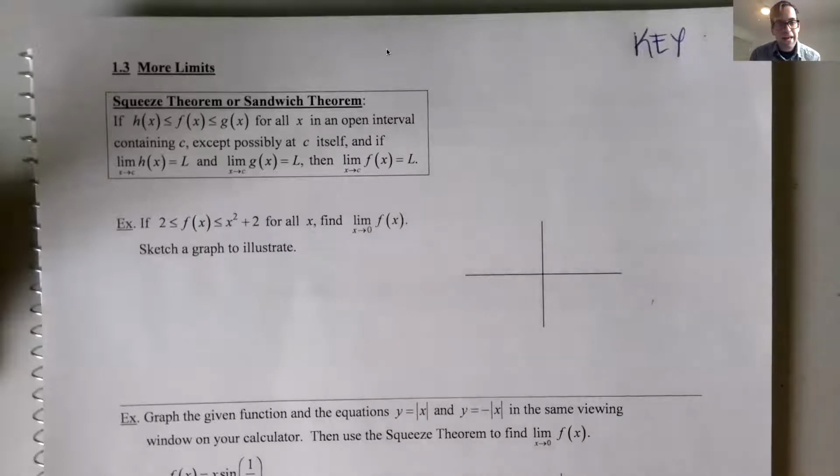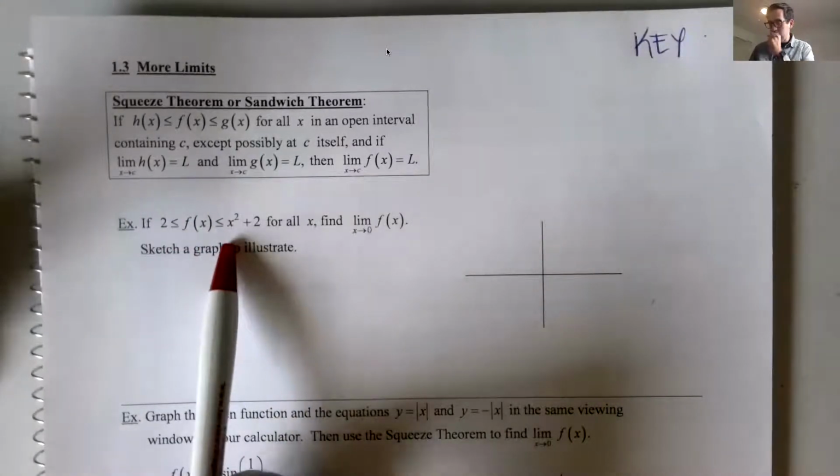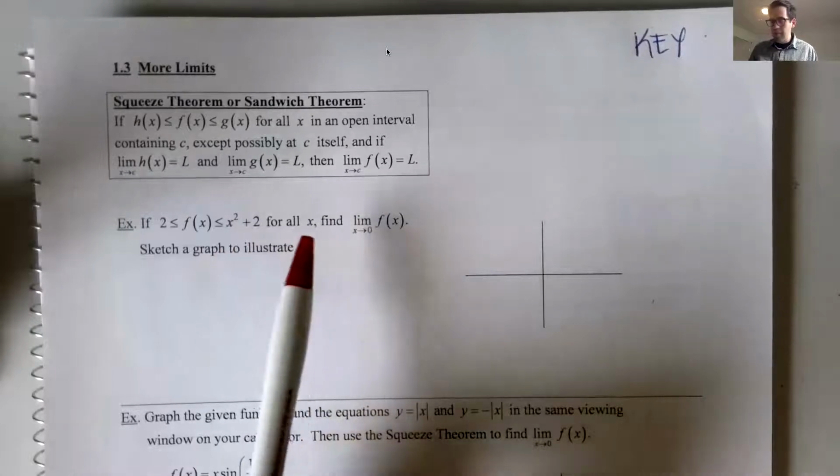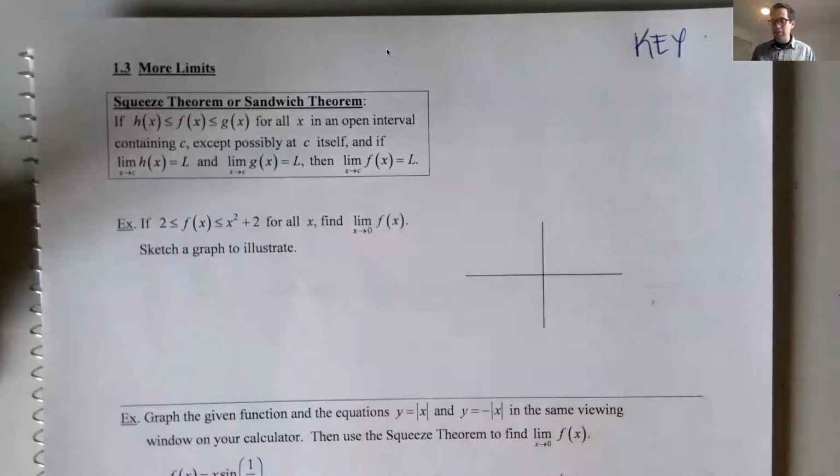All right, so there's a lot of math language going on in there, but basically what this is saying is if we have two functions, one above and one below, and they have a limit at a certain point, if there's another function between them, it has to have the same limit at that point, at that x value. So we're going to take a look at an example to prove this. So in this first question here, if 2 is less than or equal to f of x, which is less than or equal to x squared plus 2 for all x, find the limit as x approaches 0 of f of x, and sketch a graph to illustrate.